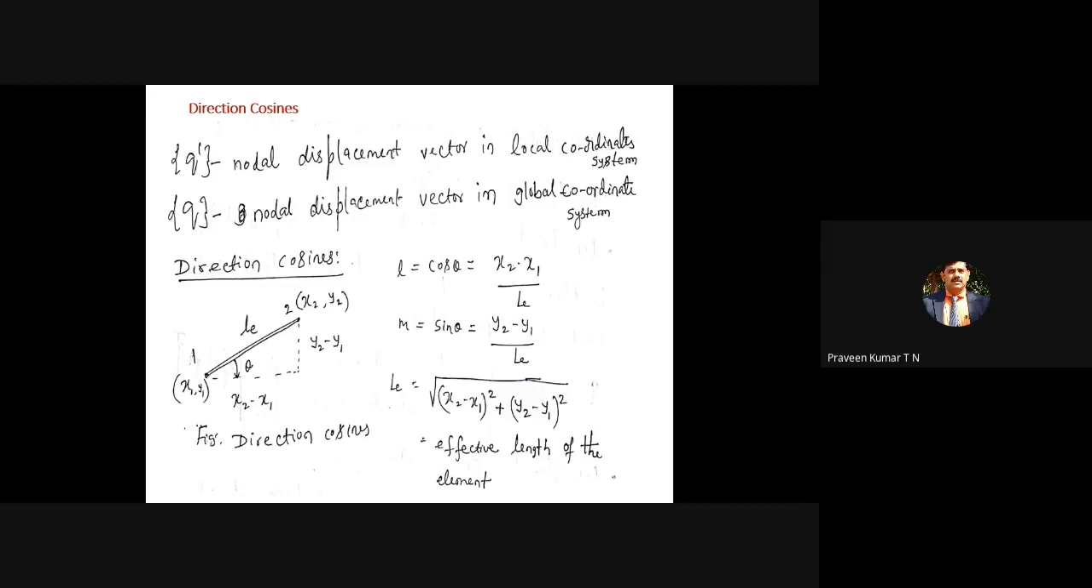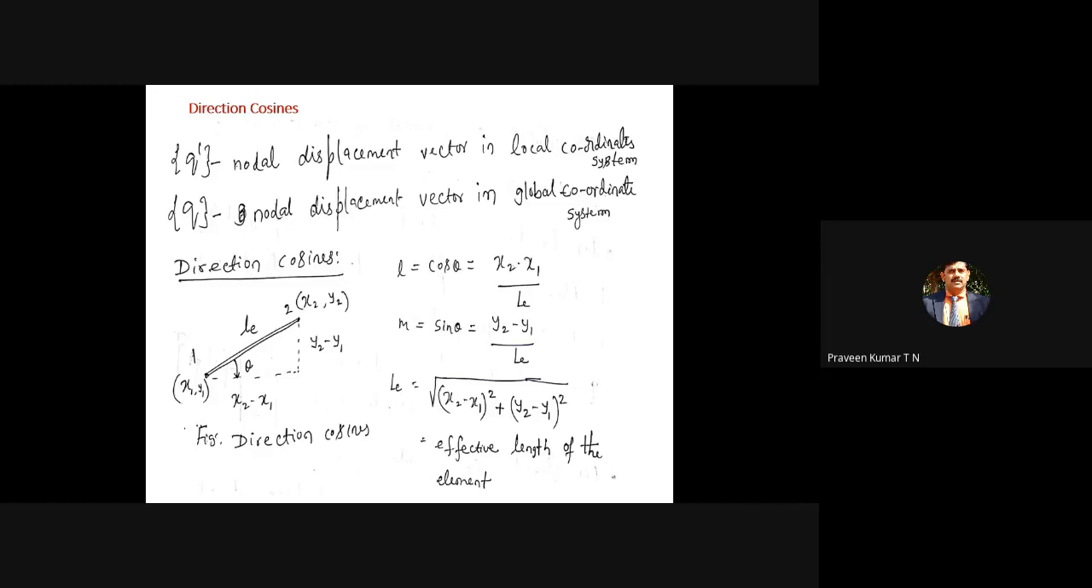The second node will be the jth node and the first node will be the ith node. The second node may be 5 or 6, whatever it may be, depending upon the problem. That means you have to remember these two formulas. Whenever you say l, that is xj minus xi divided by Le.